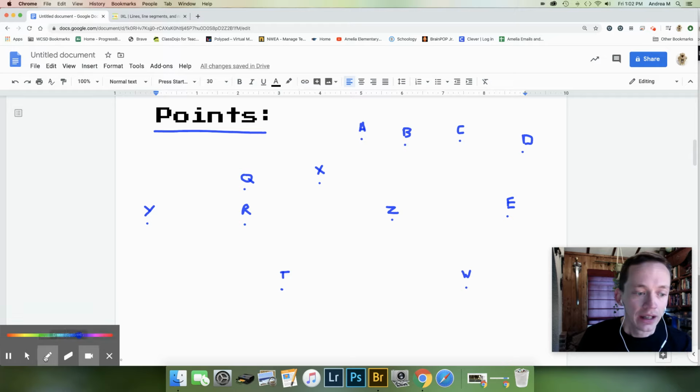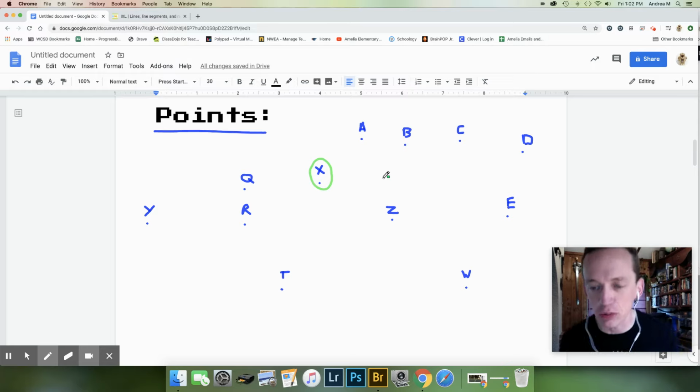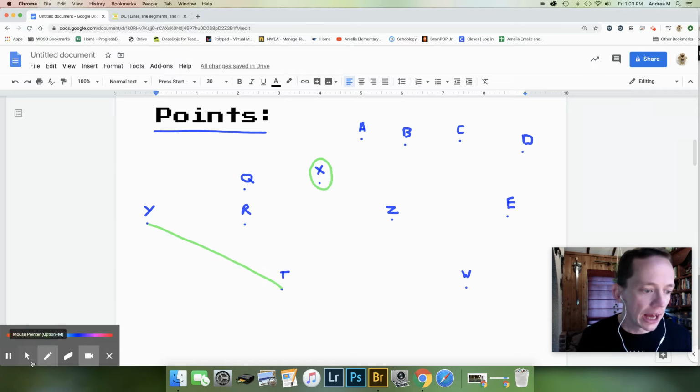Okay. Now, pretending we could do this, if I said, who wants to come up and circle point X, you know exactly point X right here. If I told someone to connect, and we're going to talk about this in like 30 seconds what this means, connect point Y and T, you would go, all right, so here's why I need to connect it to point T right there. See?